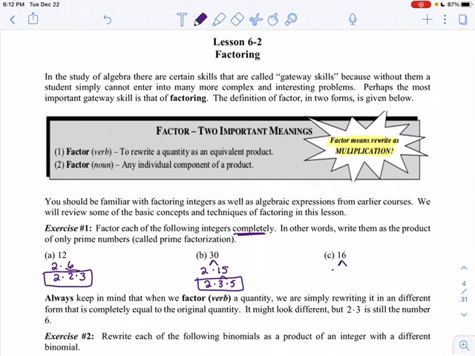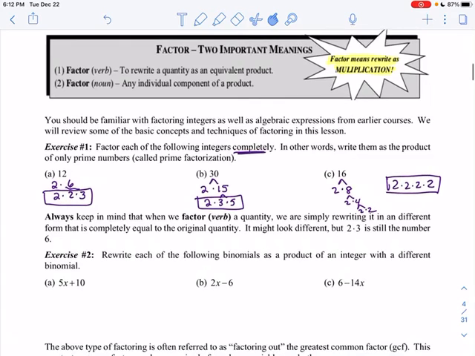And 16, I'm going to say 2 times 8 is 16. And then I can break down the 8 to 2 times 4, and then I can break down the 4 to 2 times 2. So basically it's 2 times 2 times 2 times 2. Those are the prime factors of 16. Keep in mind that when you're factoring, you're just rewriting it in a different form, but the answer is equal to the original. It might look different, but 2 times 3 is still the number 6.